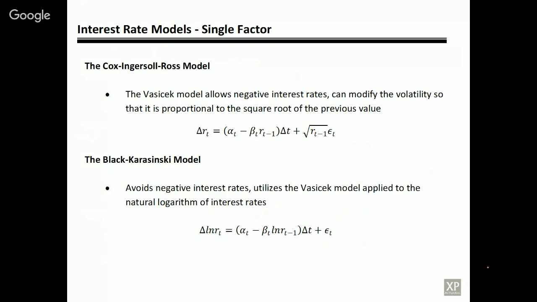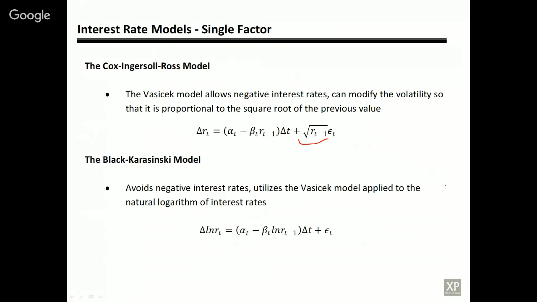Now, the Vasicek model allows negative interest rates. In the past, you would say that's probably not possible, but there are actually some negative interest rates in the world right now. Think Germany. So assuming that we don't want negative interest rates, we can modify the volatility so that it is proportional to the square root of the previous value. So the CIR model, again, has a mean reversion term here with alpha and beta dependent on t. And then we have the square root of R t minus 1. And this term right here eliminates the negative interest rates that occur with the Vasicek model.